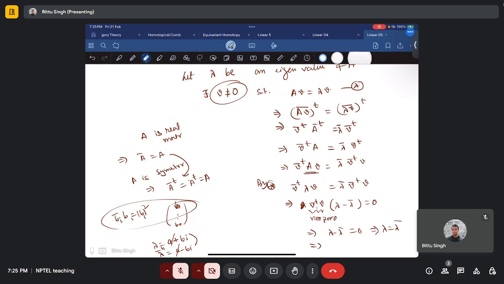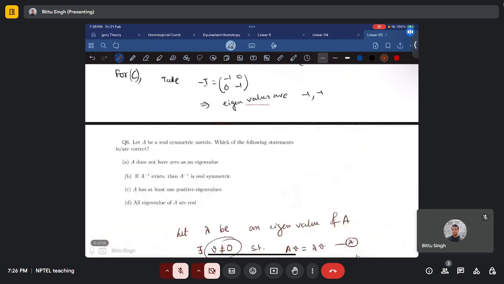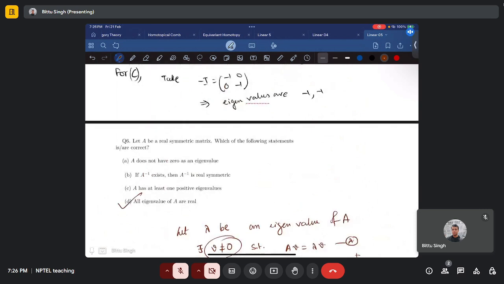That is, the complex entry is 0. So it means the imaginary part of lambda equal to 0. That is the same as saying lambda is real. So every eigenvalue of a symmetric matrix is always real. So this is also true. So we obtain C as an answer of this problem. We obtain D and B. Those are the answers.